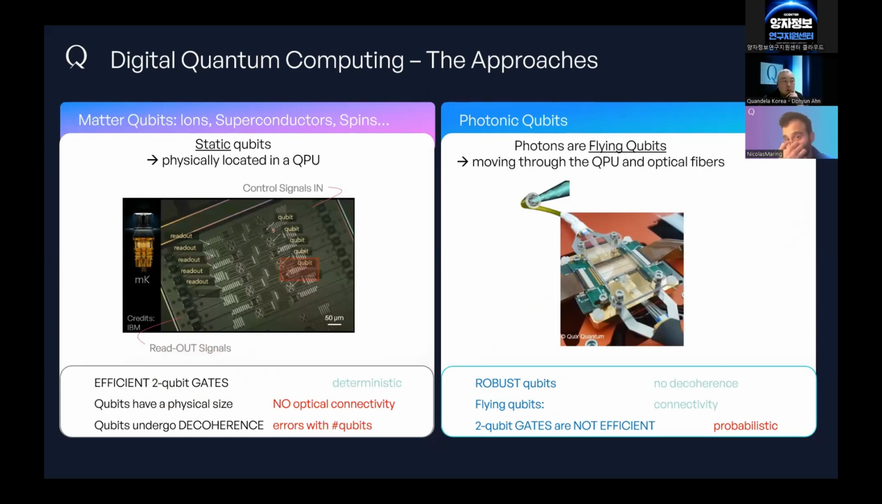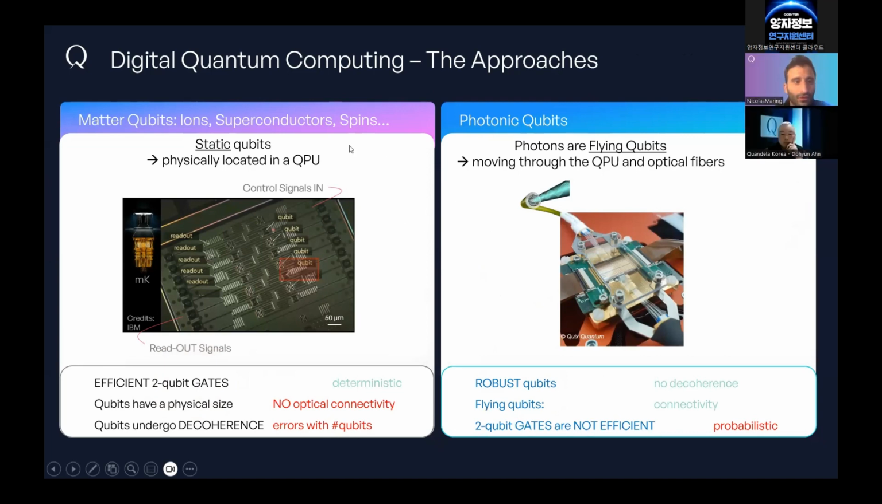So, as another introduction to digital quantum computing, we are quite used to matter qubits, platforms with superconducting qubits, ions, neutral atoms. These are very easy to represent to ourselves. These are visible qubits, they don't move, they are matter qubits on chip, for example, where they interact together close to each other. And what we use are photonic qubits.